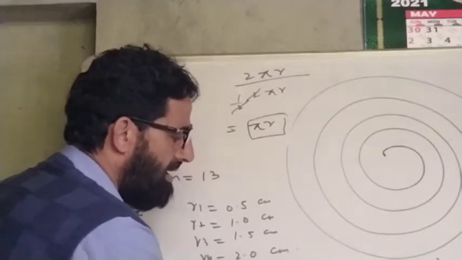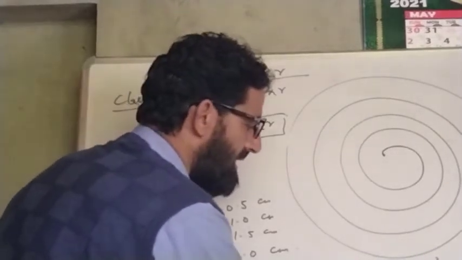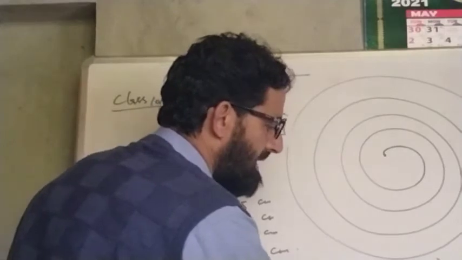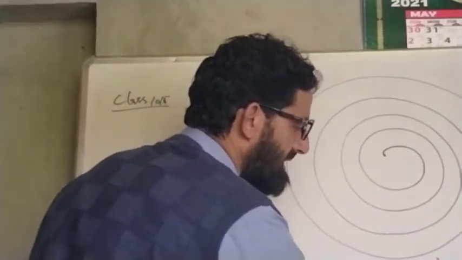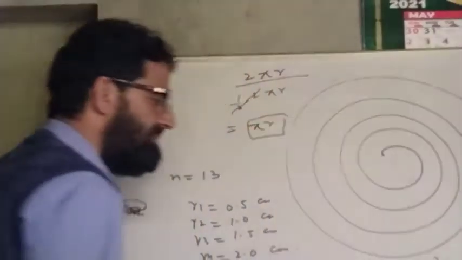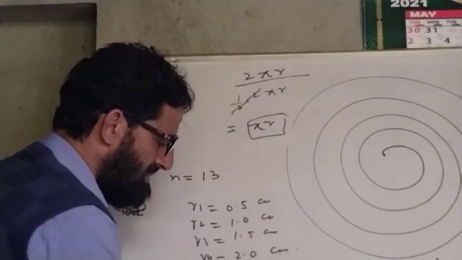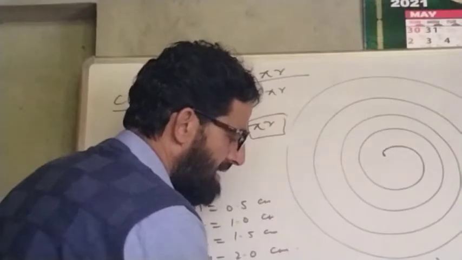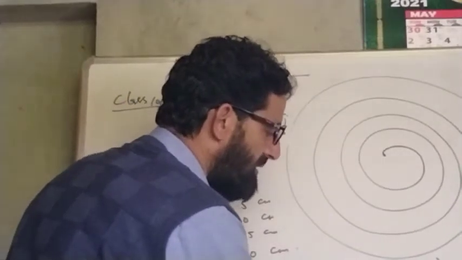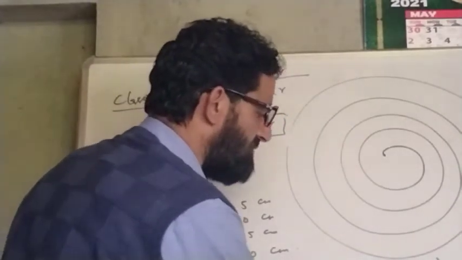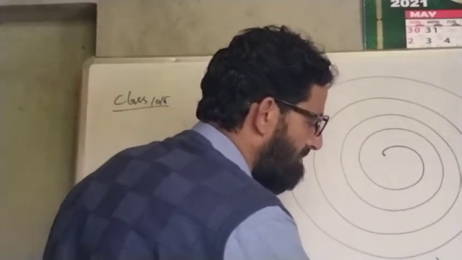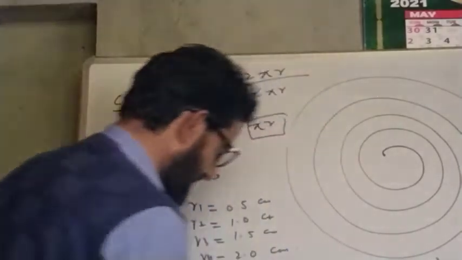Again, that is pi r, and this is equivalent to pi into 1.0. This is pi centimeter. Pi into 1 is pi centimeter. Similarly, length of third semicircle is equivalent, again pi r. This is pi into r. What is r? This time it is 1.5. So this is 1.5 pi centimeter.